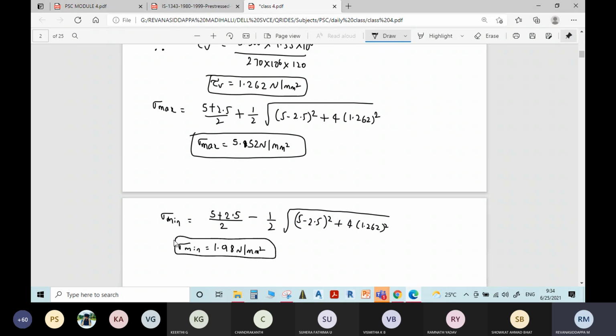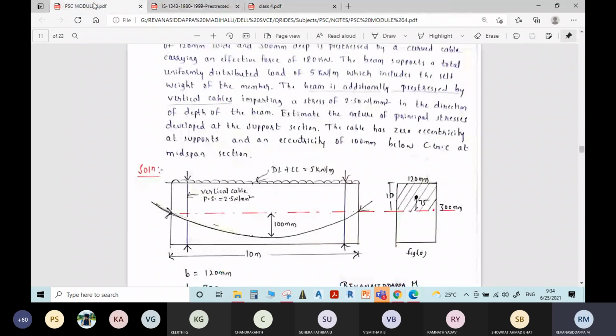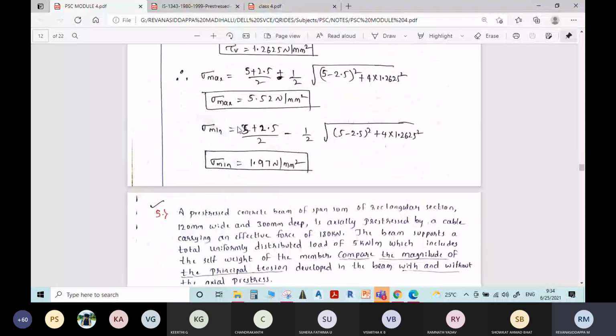Okay. This completes the problem. Very simple problem. Only two formulas you need to remember. Very simple problems, very simple procedure. Next, we'll go on to the next problem. Problem number 5, right? Write it. Write the problem number 5.